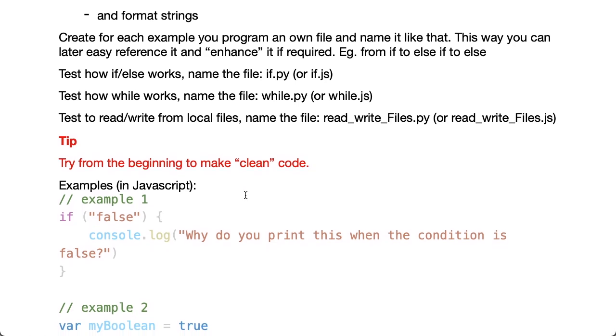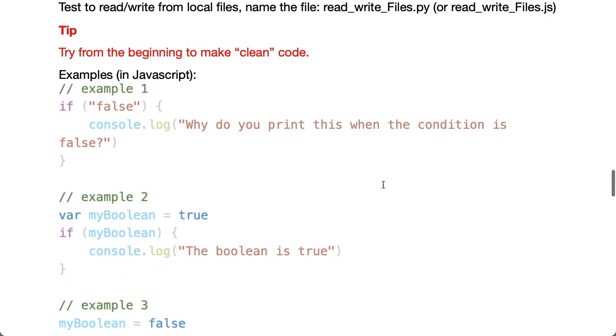And for each of these examples you create, I would recommend you create your own program and name it accordingly. So if you create the test for if-else, then name the file if.py or if.js. If you do a test of how the while construct works, then name the file while.py or while.js. And the same if you start getting the hang of it and want to learn how to read from local files, then name the file read-write-files.py or .js.